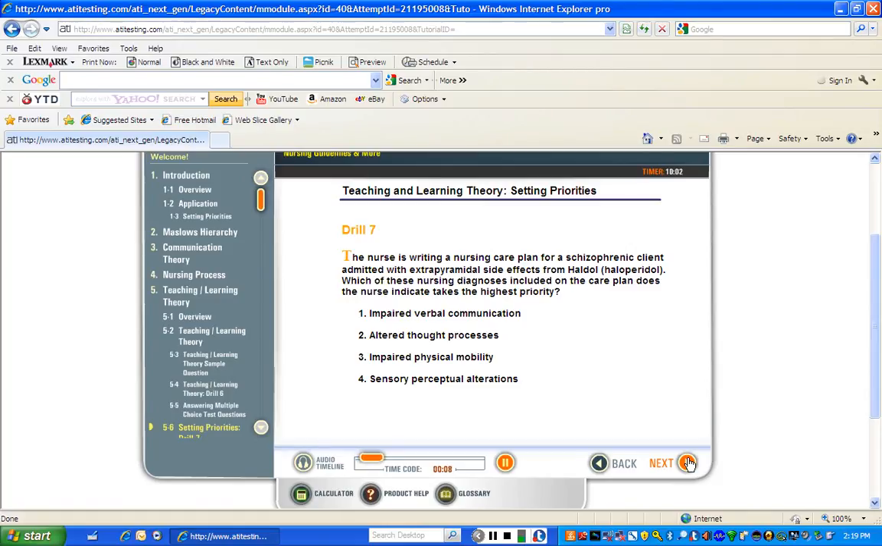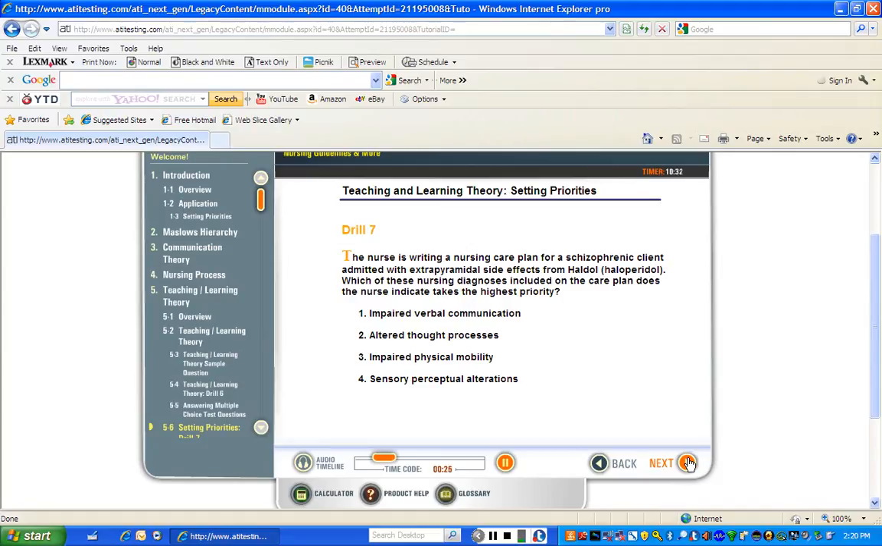First, let's separate the case scenario from the stem of the question. The case scenario tells us that the nurse is writing a nursing care plan for a schizophrenic client admitted with extrapyramidal side effects from Haldol. The stem of the question asks, which of these nursing diagnoses included on the care plan does the nurse indicate takes the highest priority?